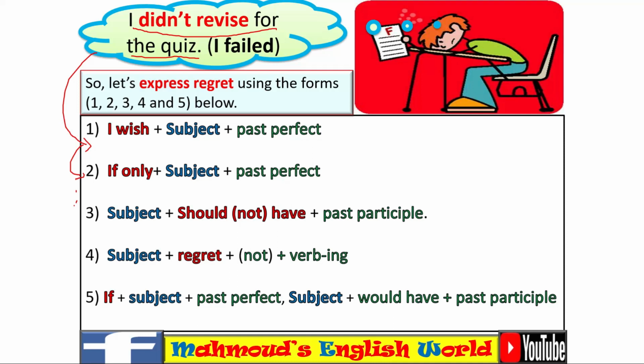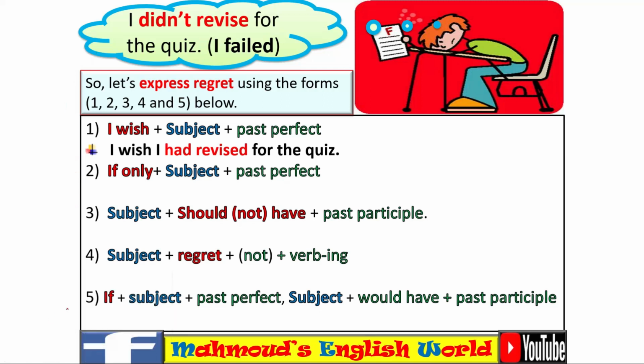What we're going to do here, I wish, subject, past perfect. So I wish plus subject. I didn't revise, so it is simple past negative. We change it to past perfect affirmative. We're going to say had revised for the quiz. I wish I had revised for the quiz. Number 2, excellent. We said I wish is like if only, the same thing. So we're going to do the same. If only I had revised for the quiz.